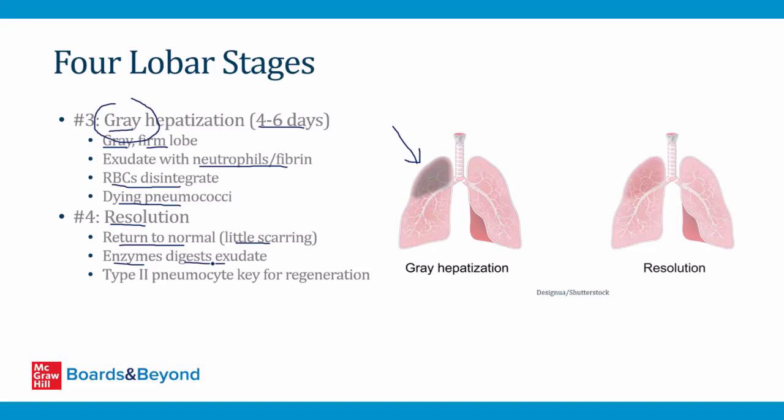And the very important cell type in this stage is the type 2 pneumocyte. It's high yield to remember this for step 1. These are the regenerative cells of the alveoli, and they are going to regenerate the lung tissue so that patients who have had a lobar pneumonia weeks or months later can actually have an entirely normal lobe after the infection. That's because of those type 2 pneumocytes regenerating or repairing any damage that occurred.